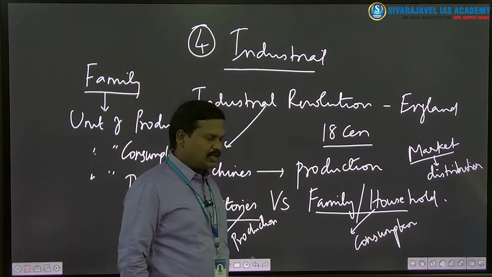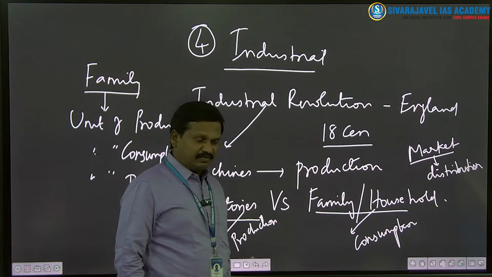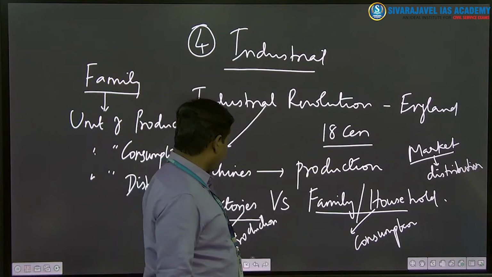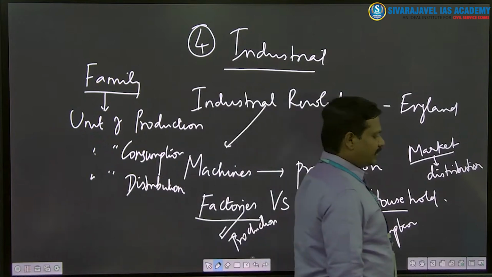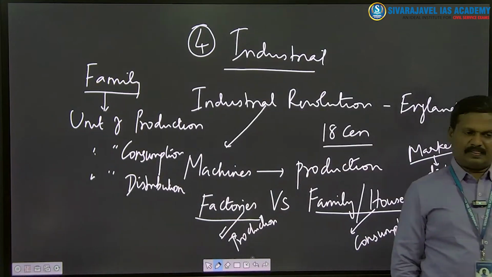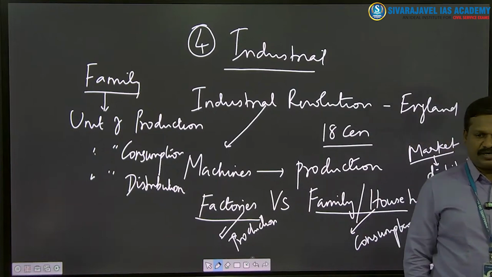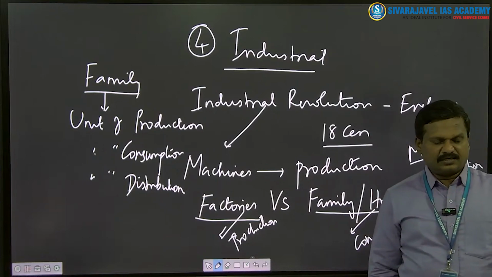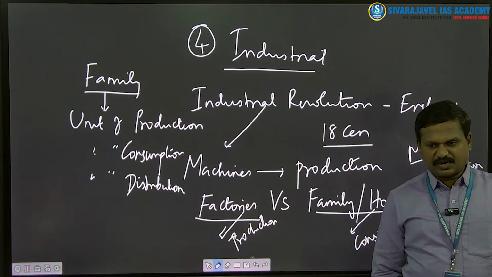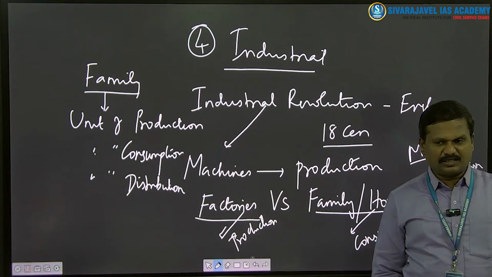So economy is not happening in the family. Economic activities are not happening in the family. There is a particular place for economic activity. For example, economic activity consists of three activities. One is production activity, second is distribution activity, and third is consumption activity. So economy is equal to production, distribution, consumption.